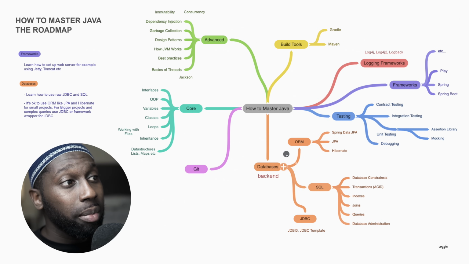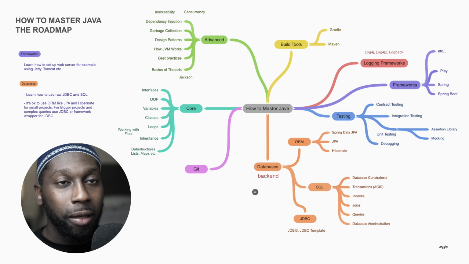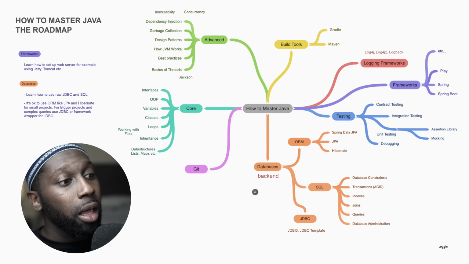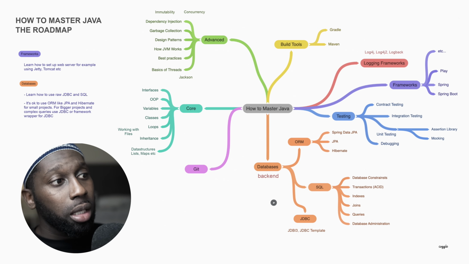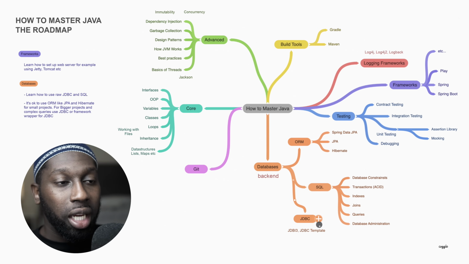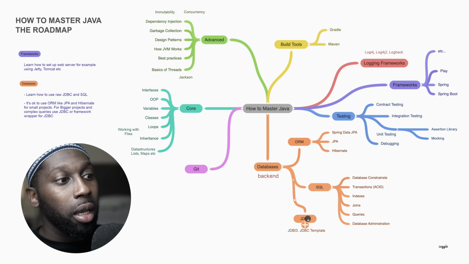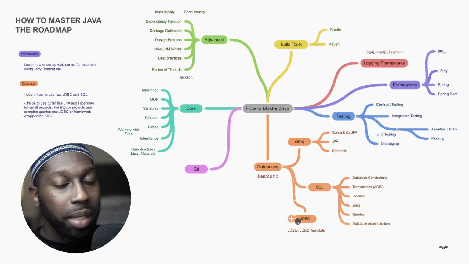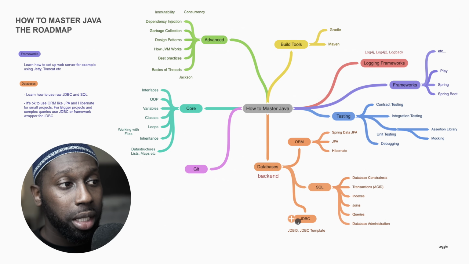Then moving on to databases. To master Java for the backend side of things, if you don't know how to work with databases, then it's going to be really difficult for you. So here you need to learn JDBC. This is raw JDBC: how to connect to a database and how to execute queries using pure Java.